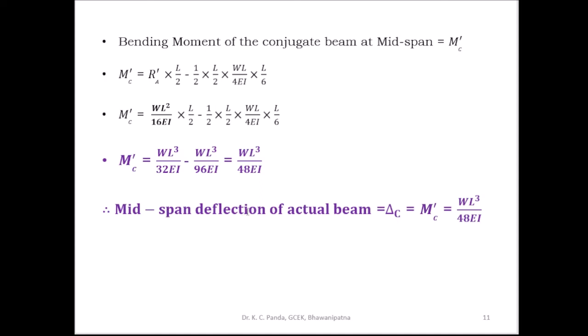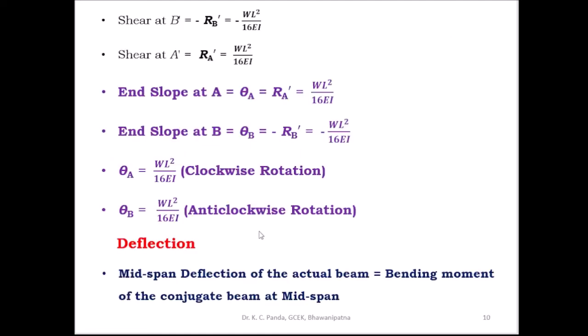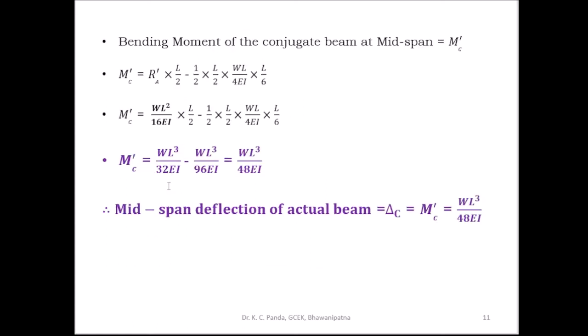So this is the midspan deflection of the actual beam. Delta C is equal to the bending moment at the corresponding section of the conjugate beam, that is equal to WL cube by 48EI. So this is the midspan deflection of the original beam, and these are the end slopes of the original beam by conjugate beam method.